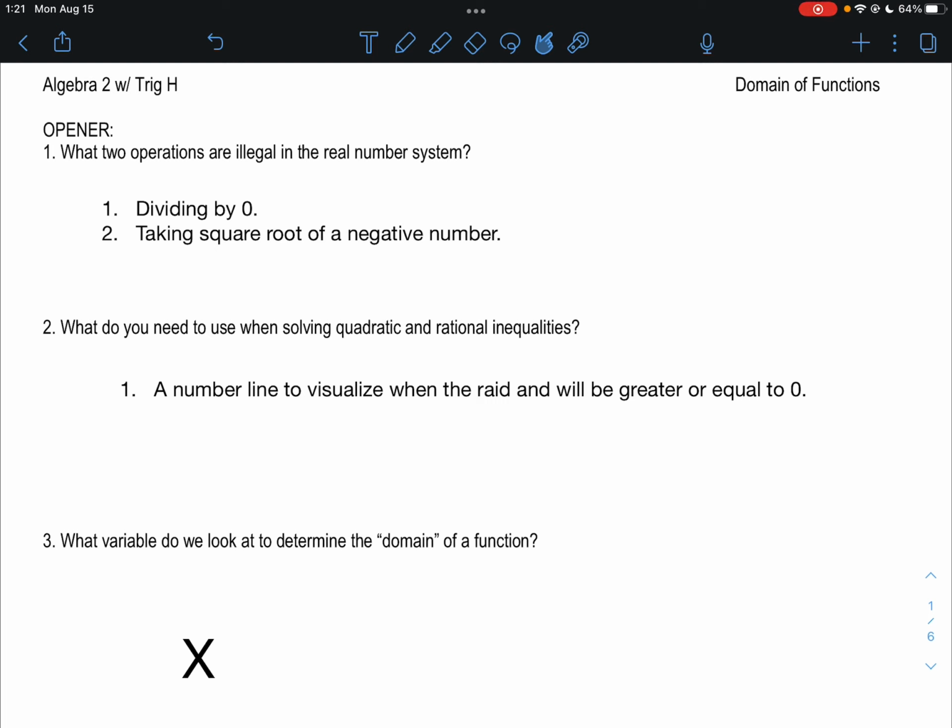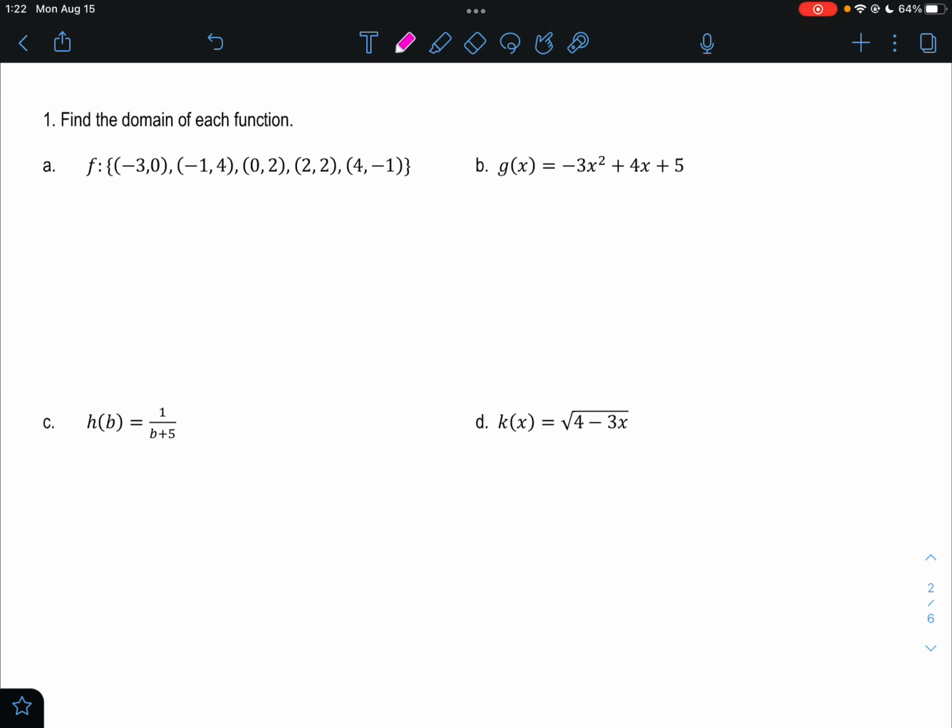Second question, what do you need to use when solving quadratic and rational inequalities? We need to use a number line to visualize when the radicand, that's what's under the radical, will be greater than or equal to 0. And finally, what variable do we look at to determine the domain of a function? That is simply x. So let's take a look at a couple problems.